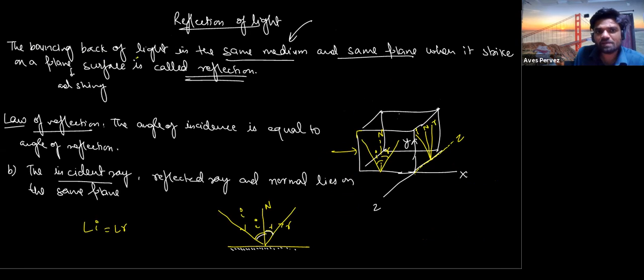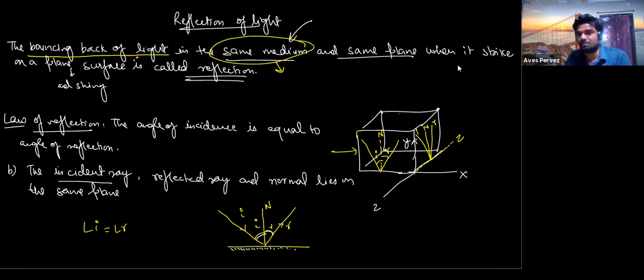So the bouncing back of light in the same medium, this is the first condition, and in the same plane, the plane must be the same. When a light ray strikes a medium and then bounces back in the same medium in the same plane, then we say that reflection is taking place.